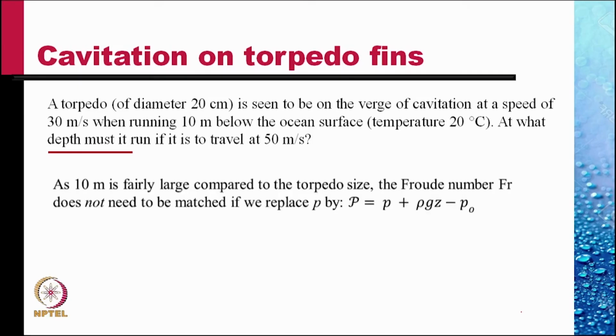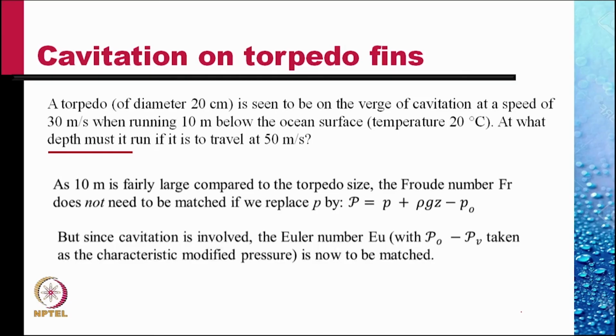As 10 meters is fairly large compared to the torpedo size, the Froude number does not need to be matched. And we replace P by script P is equal to P plus rho G z minus P naught, the non-gravitational pressure difference. But since cavitation is involved, the Euler number with script P minus script P at the cavitation pressure taken as the characteristic modified pressure is now to be matched. So we have to match these two for prototype and model.